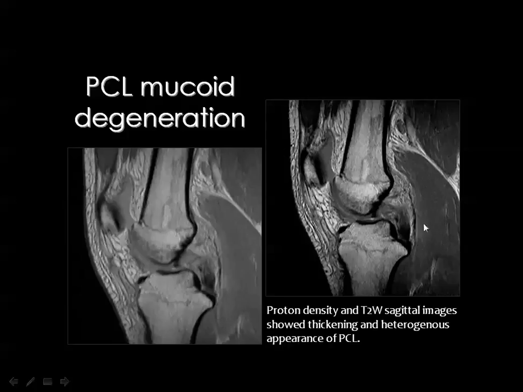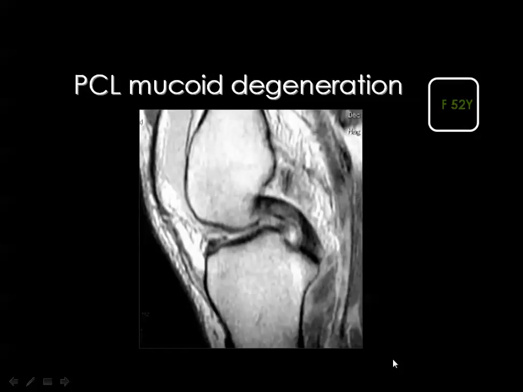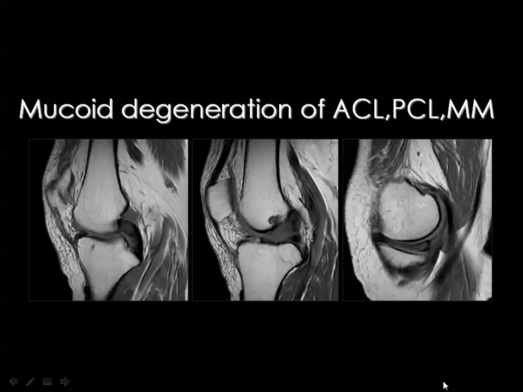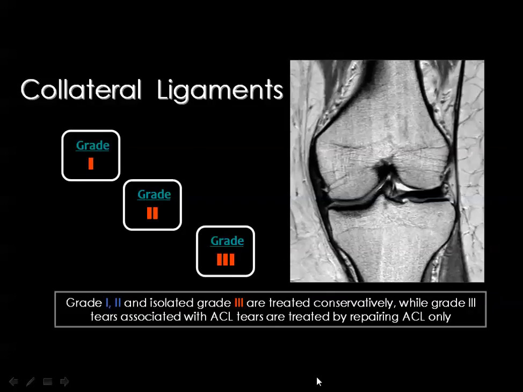But the swelling of the ligament with intermediate signal along its course indicates mucoid degeneration. And this is also mucoid degeneration of the posterior cruciate ligament. You see this intermediate signal within the course of the ligament. This patient had mucoid degeneration of 3 structures in the knee: the posterior cruciate ligament, the anterior cruciate ligament, and the posterior horn of the medial meniscus.